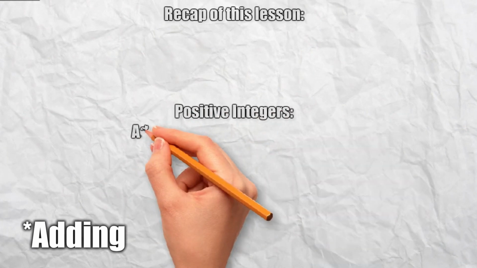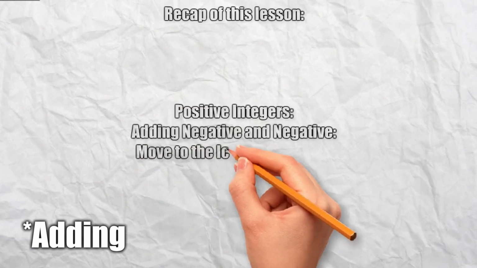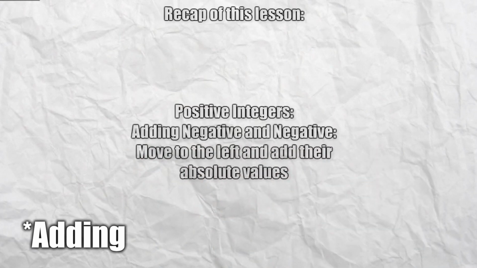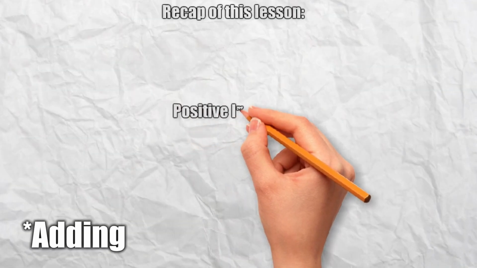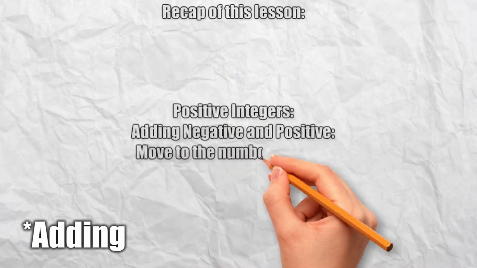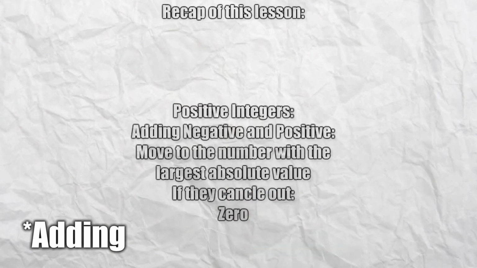Okay, so this is the recap of the whole lesson. When you're adding a negative and a negative integer, you move to the left and add their absolute values. Or if you're adding a positive and a negative, you move towards the number with the largest absolute value. If they cancel out, the result will be 0.